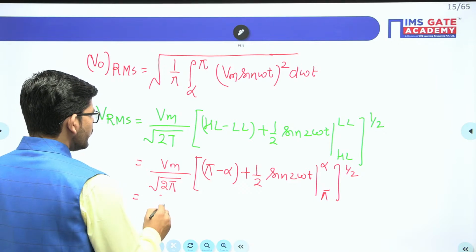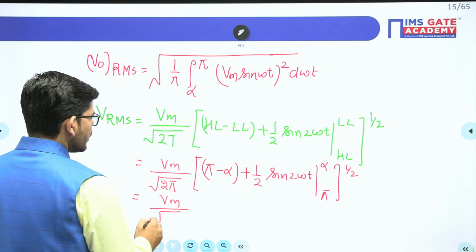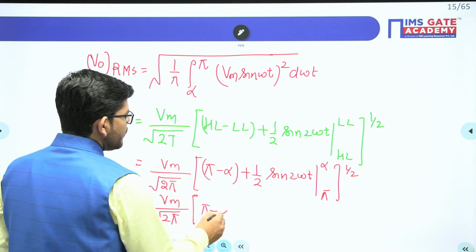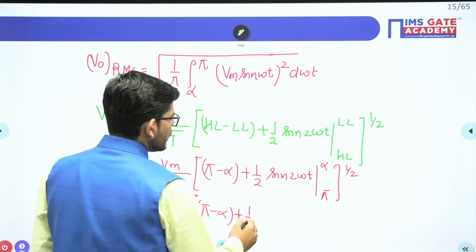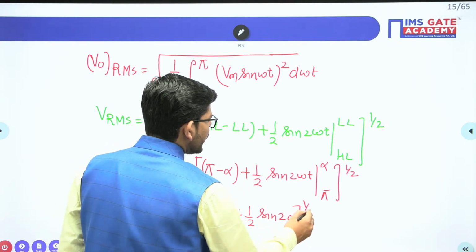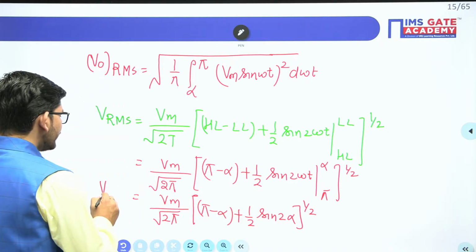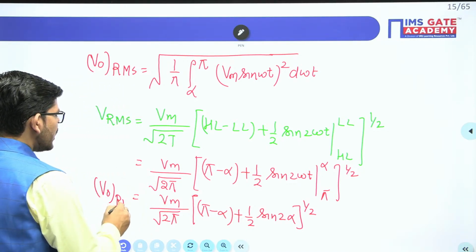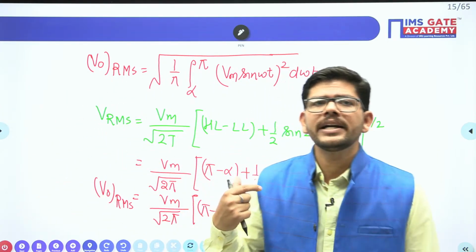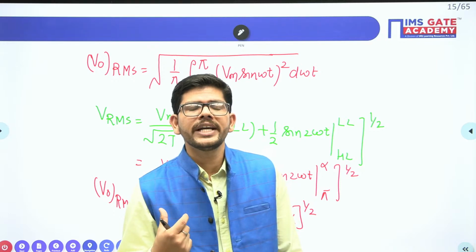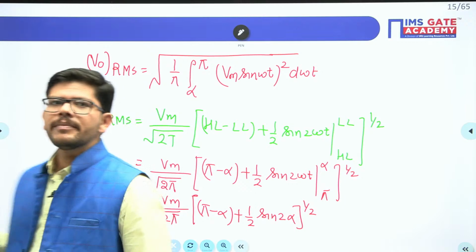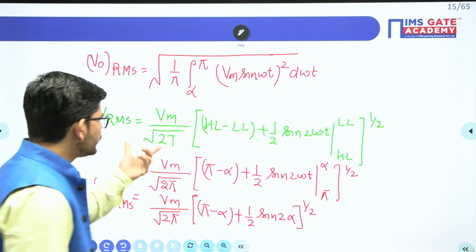So now from here you can get Vm by under root 2 pi minus alpha plus half, when you put the limit you will get half sine 2 alpha, power 1 by 2. So guys, this will be the RMS value of the output voltage. So in 1 or 2 steps, very easily you have calculated the RMS voltage from this particular expression, isn't it? You have calculated it very easily by using this trick.